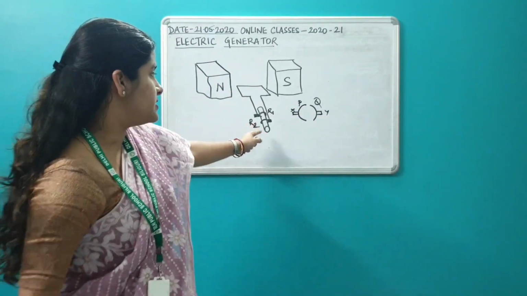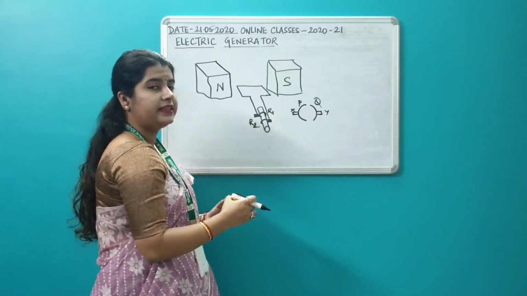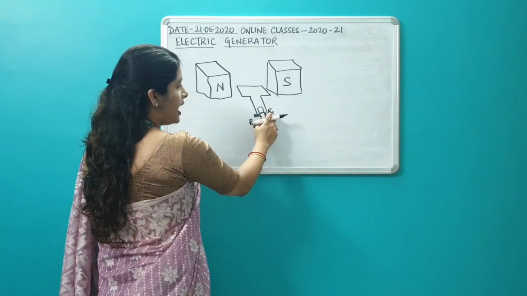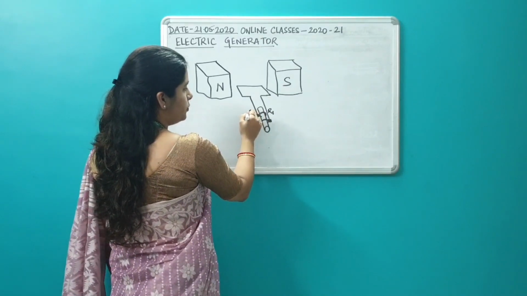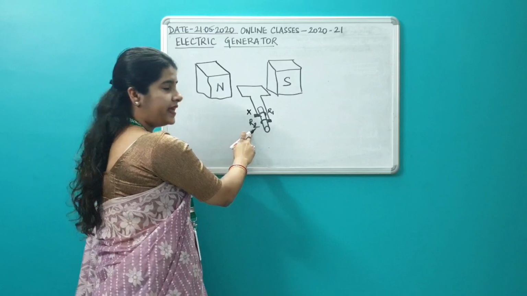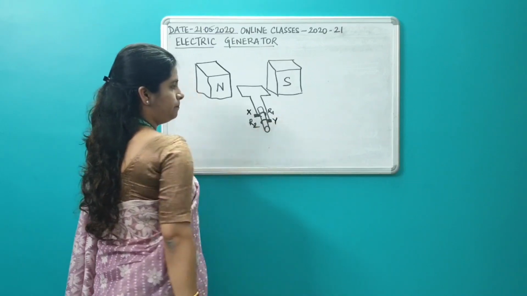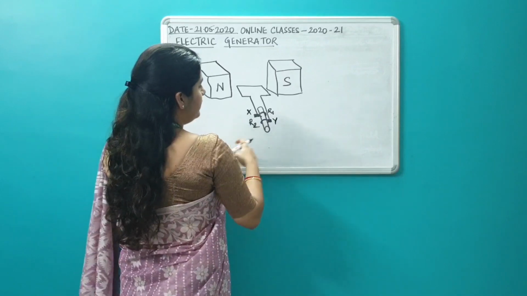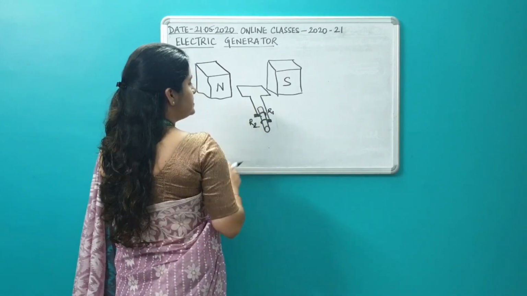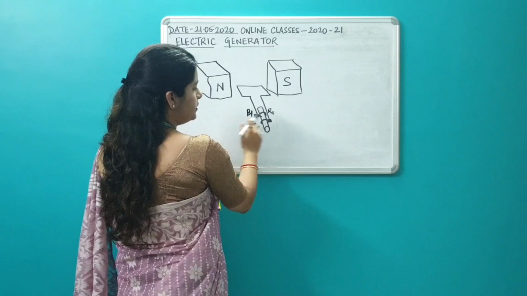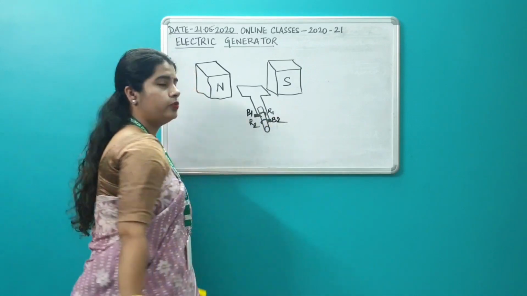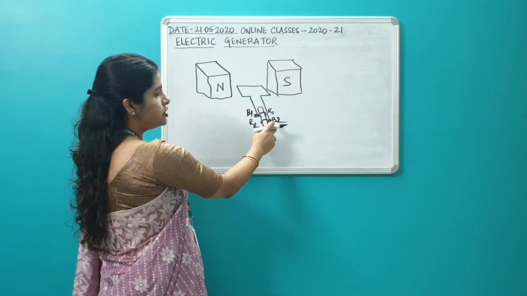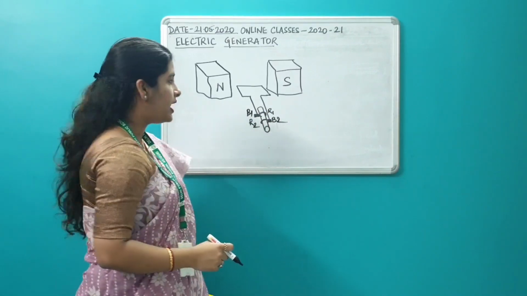In this case, you are seeing that they are not split rings, but total or complete rings. So R1, R2. R1 is connected with a brush, and R2 is connected with another brush. I can change the name to make it easier for you: brush B1 and brush B2. So brush B1 is connected to R1 and brush B2 is connected to the ring R2.